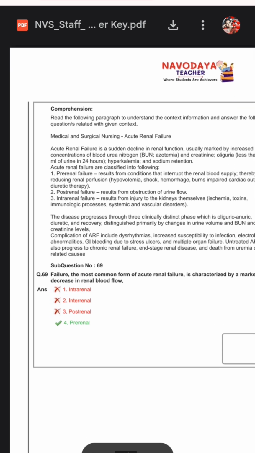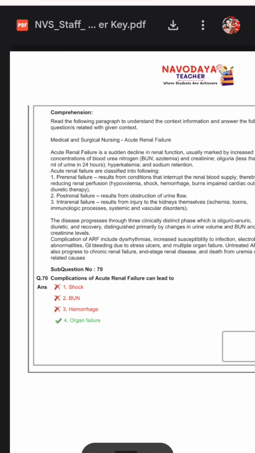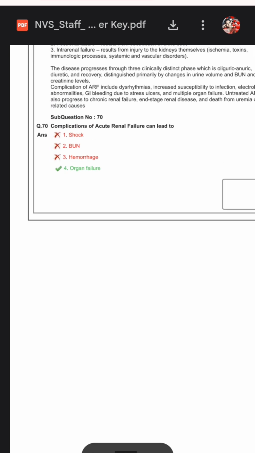Pre-renal failure, the most common form of acute renal failure, is characterized by a marked decrease in renal blood flow. Complications of acute renal failure can lead to organ failure.